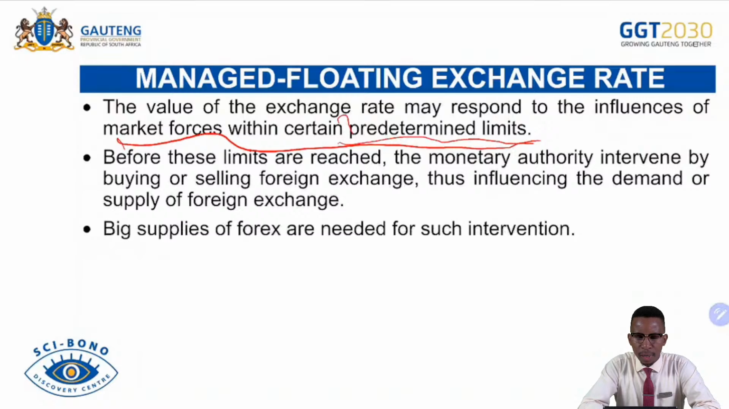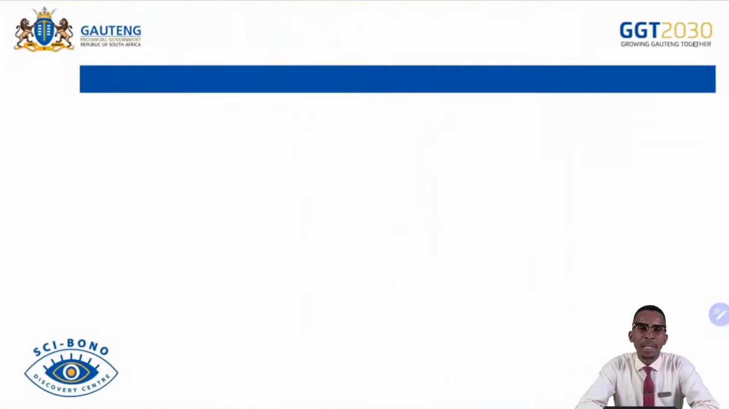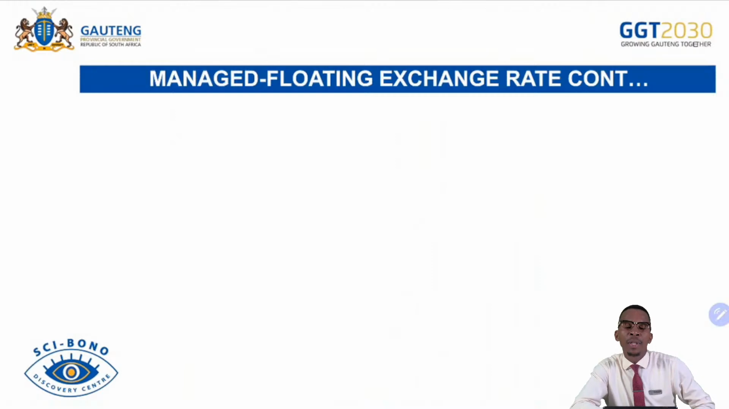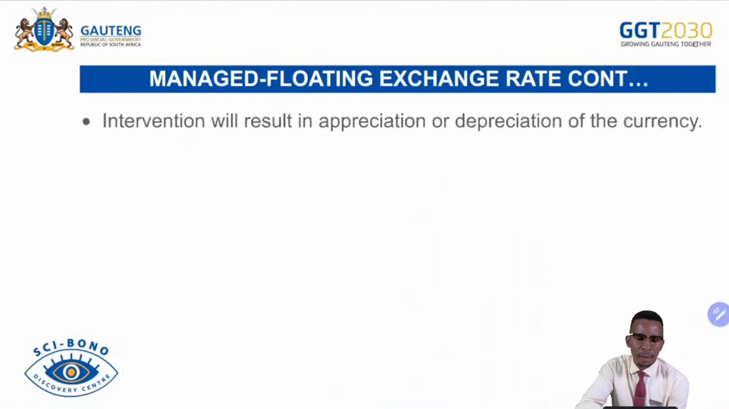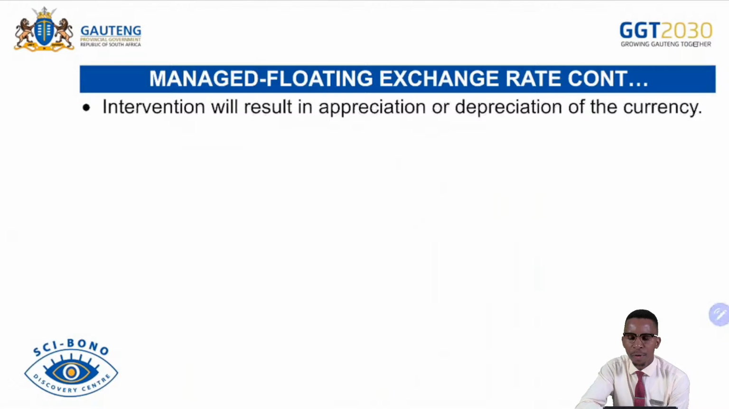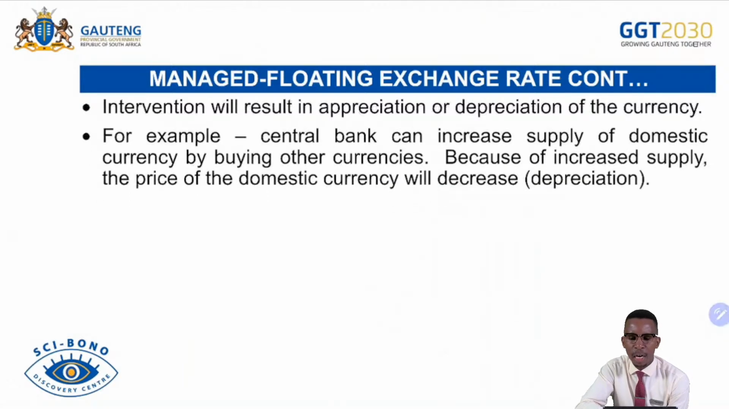Big supplies of forex are needed for such intervention. So for this intervention to happen, there must be a big supply of the foreign exchange. Remember, if ever the currency is oversupplied, that leads to the currency becoming even stronger or appreciating. But if it's over demanded, that means the currency will be losing its value. It will then depreciate. Intervention will result in appreciation or depreciation of the currency. It depends. For example, the central bank can increase supply of domestic currency by buying other currencies. Because of increased supply, the price of the domestic currency will decrease.